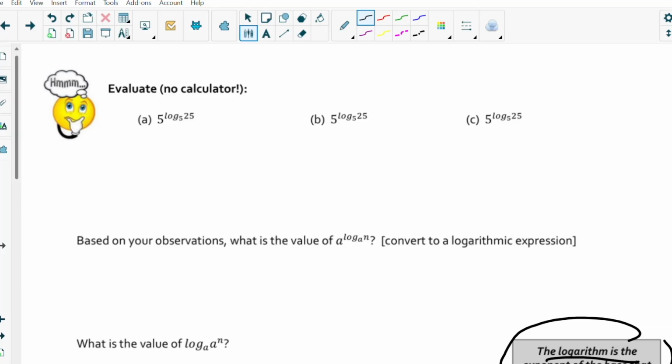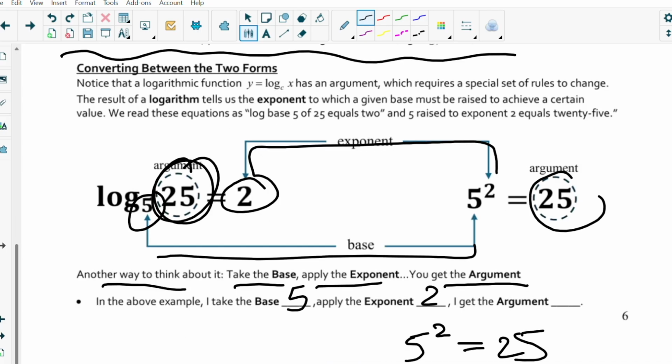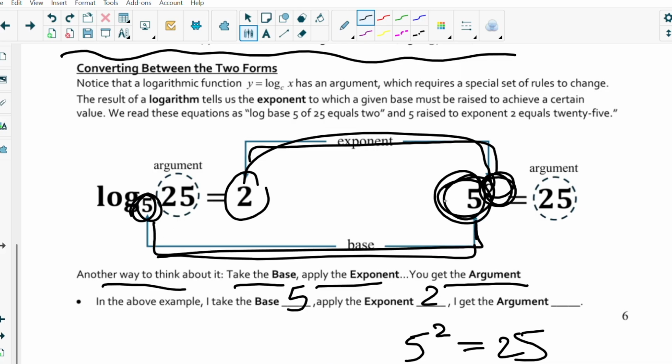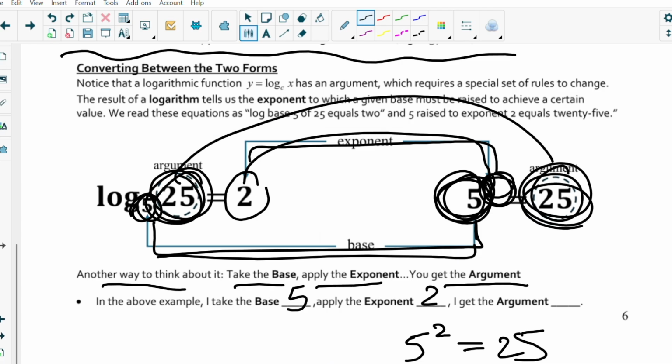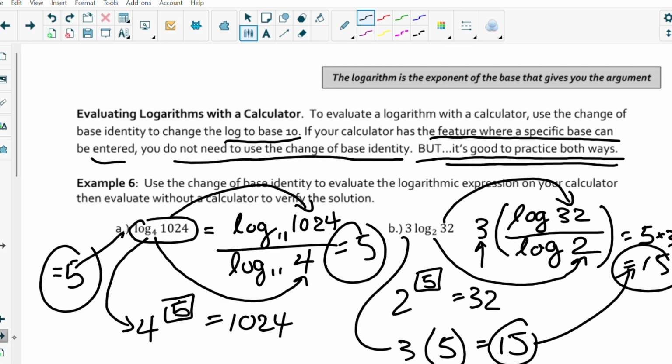Let's convert this to a logarithm. A logarithm is the exponent of the base that gives you the argument. But if we think about it the other way, I'm referring to this chart here, all the way back. This is the exponent from my exponential expression. This is the base from my exponential expression. This is the argument, which is also the argument on the exponential expression. That's what I'm referring to.